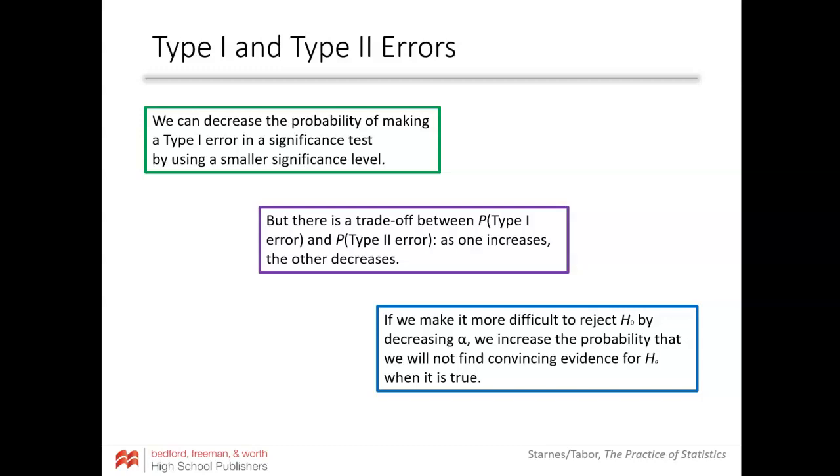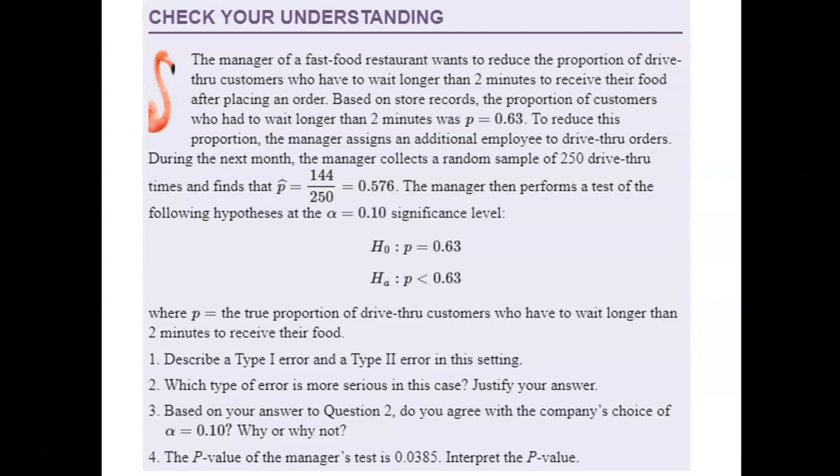Sometimes. All right. If we make it more difficult to reject the null hypothesis by decreasing alpha, we actually increase the probability that you're not going to find convincing evidence for the alternative hypothesis when it's true. So that's what that blue box is saying. If you decrease the significance level in order to decrease the probability of a type 1 error, you're actually going to increase the probability of making a type 2 error because it's going to be harder for you to find evidence that's convincing.